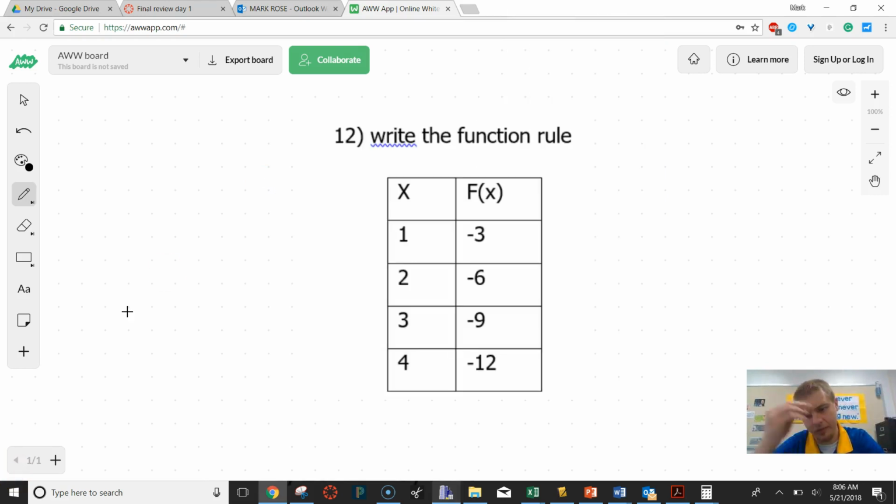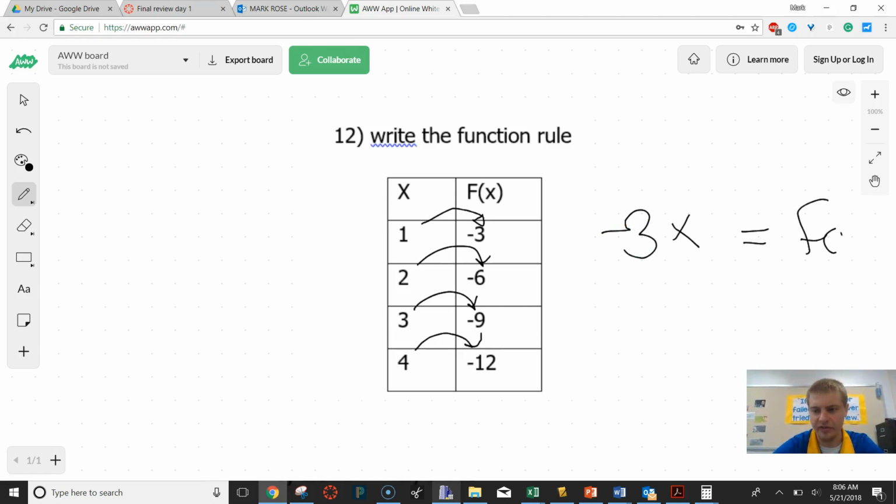Okay, for this, we're going to write a function table. It says to write the function rule. So we're just looking at how x gets to its function value. If you look at the pattern, how do you get from 1 to negative 3, 2 to negative 6, 3 to negative 9, and 4 to negative 12? You take negative 3 and multiply it by its x column. This is all times negative 3, and that would equal your f of x column.